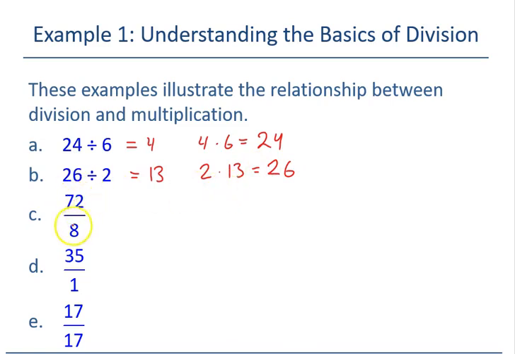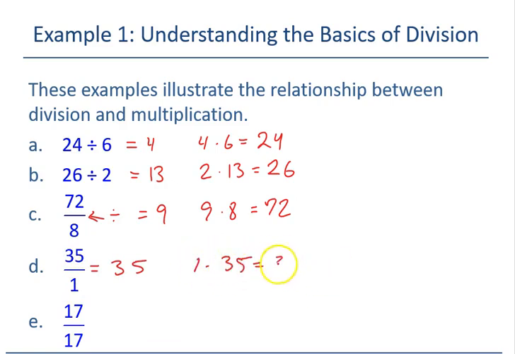This 72 over 8, this is also known as division. It's not just a fraction. We consider that a division symbol as well. So 72 divided by 8 is going to equal 9. And then we know that 9 times 8 is also equal to 72. Here's another one: 35 divided by 1. How many times will 1 go into 35? Well, 35 divided by 1 is going to be 35. And 1 times 35 is going to be 35.